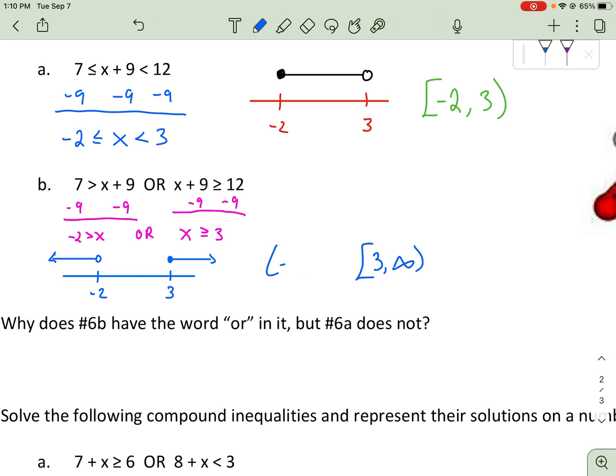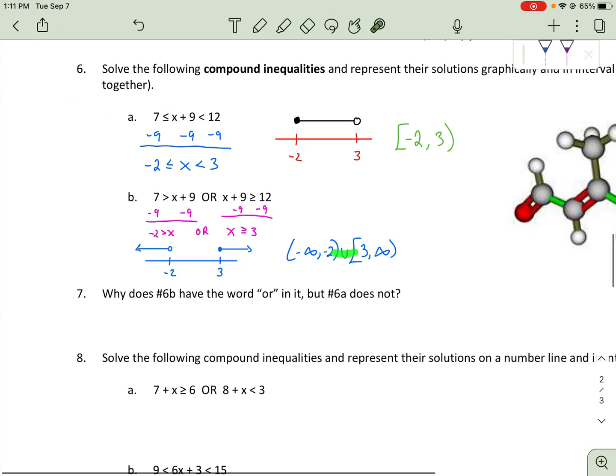Oops, that's a -8. Negative infinity to -2, like that. And then what our solutions are is really like all of these combined. And so what we do is we put this little u in here, which stands for union. We're uniting these two answers. So all of our solutions are either in here or they're in here. But it's nothing that is actually between -2 and 3. None of those numbers count, -2 and 3.